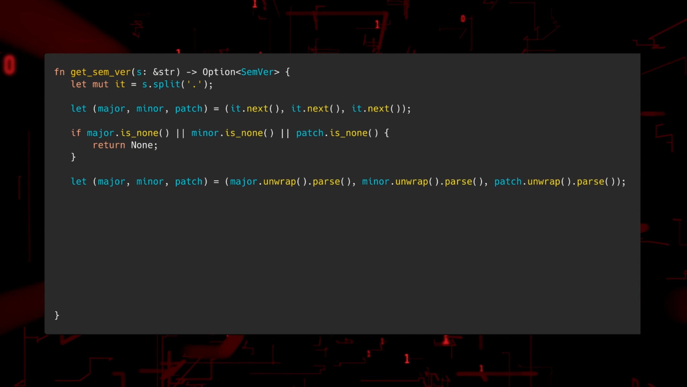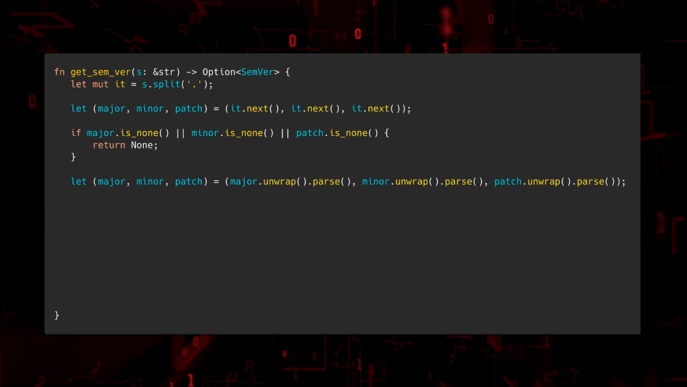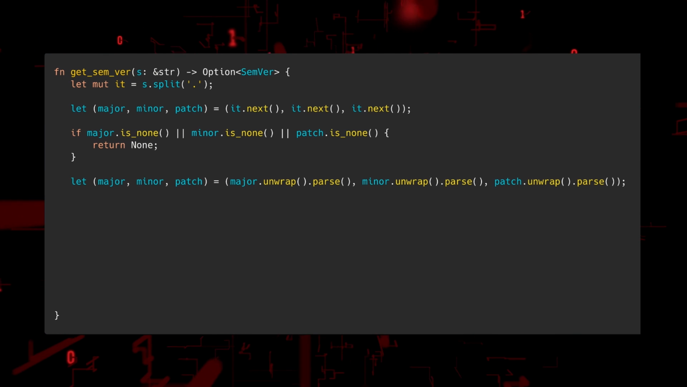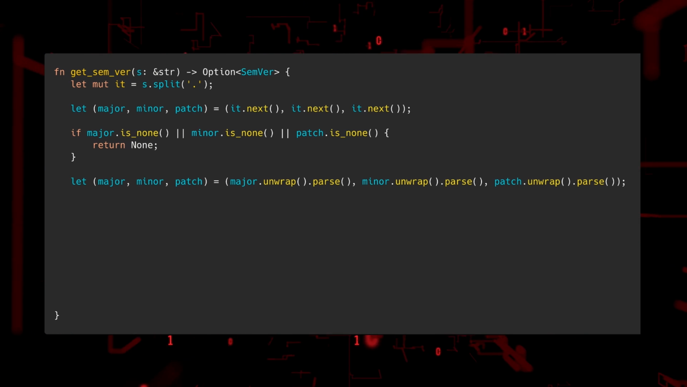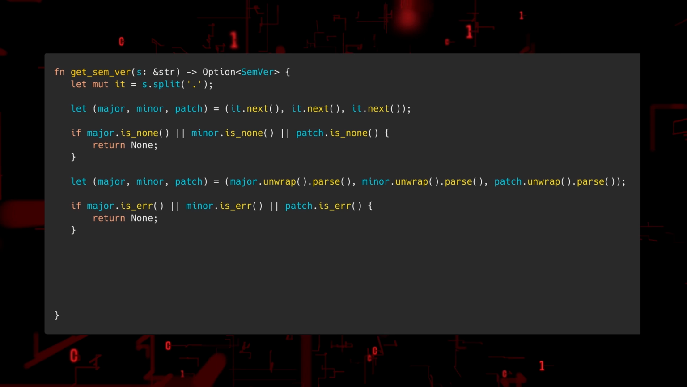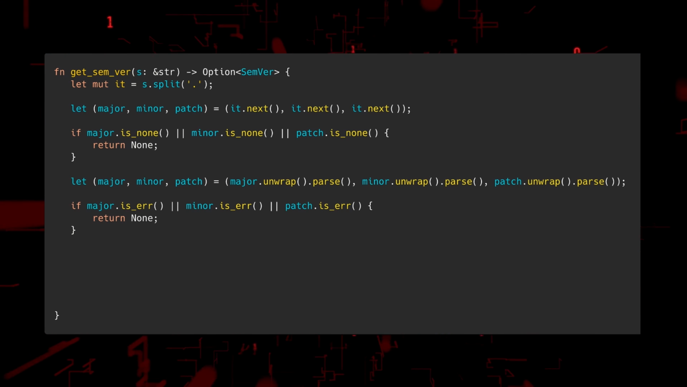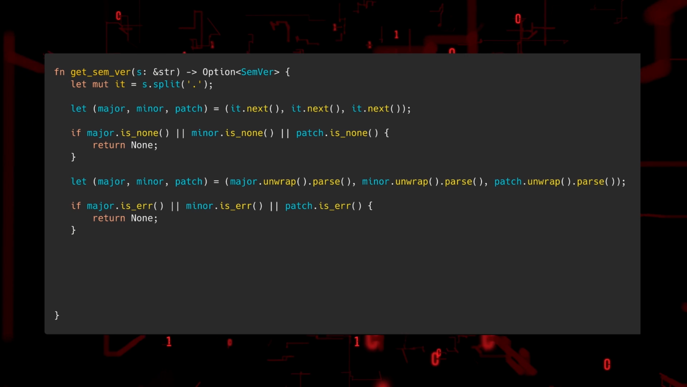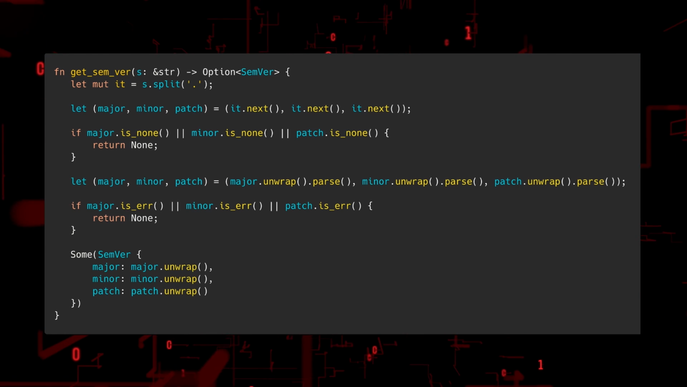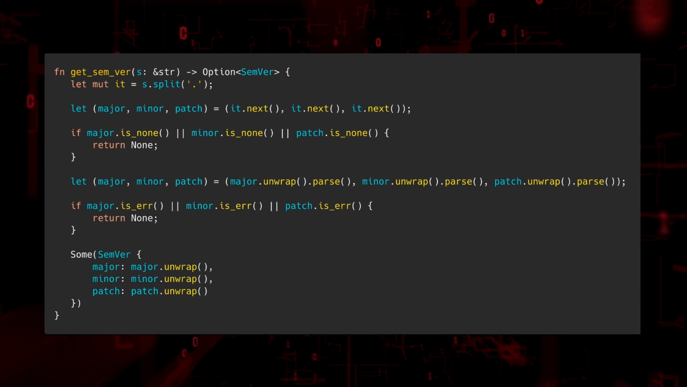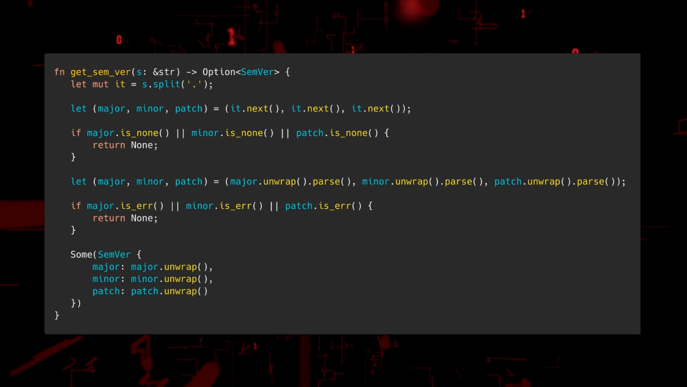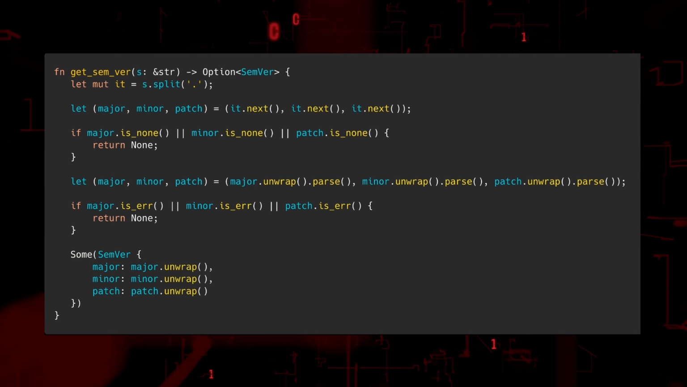Then we will parse each substring into an integer and store the results in major, minor, and patch using another let statement. Parsing might fail, so we must check for error variants. If we find any, then just like before, we will early return None from the function. Finally, after splitting and parsing the string, we can construct a new SemVer struct and return it. This function works, but the code could be improved.